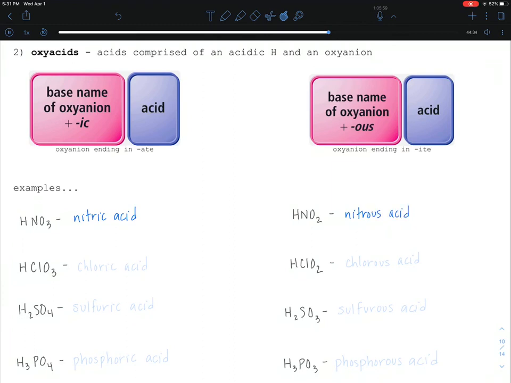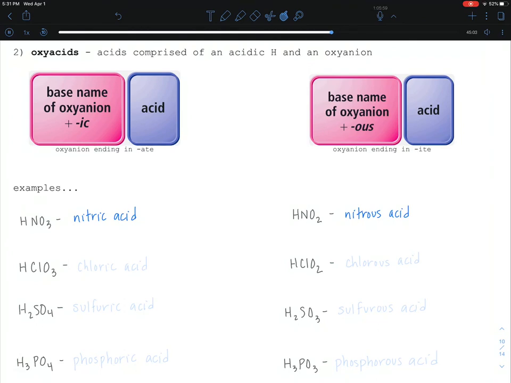Ic and us are not oxygen specific, right? We did the same thing with the transition metals. The larger of the 2 charges that are possible would have the ic suffix, and the smaller of the 2 possible charges would have the us suffix. So this is not oxygen specific. This is just the amount of. So what is this next one? This one right here, HClO3.